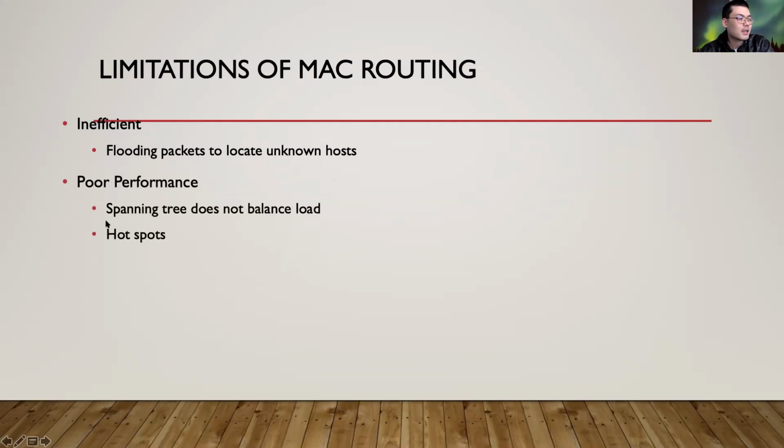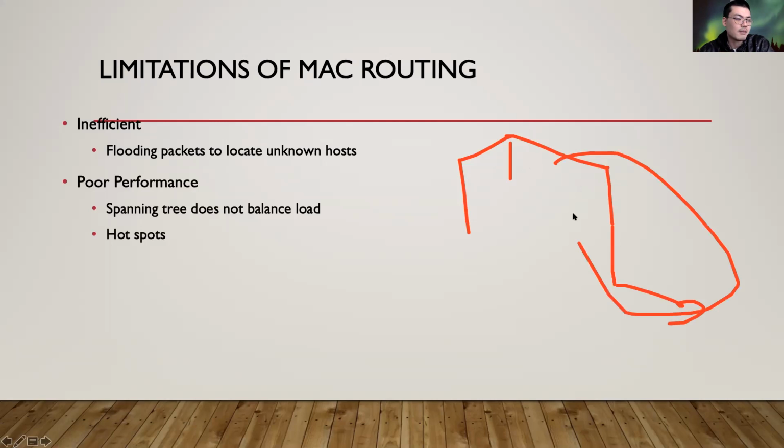Another problem is that the spanning tree does not balance load. You can see our previous spanning tree is something like this. You have 2 links here, 1 link here, 3 links here. And this is actually connected dynamically, so maybe next time it will build up here. Gradually this tree is not balanced, so maybe some branch will have a lot of cost.